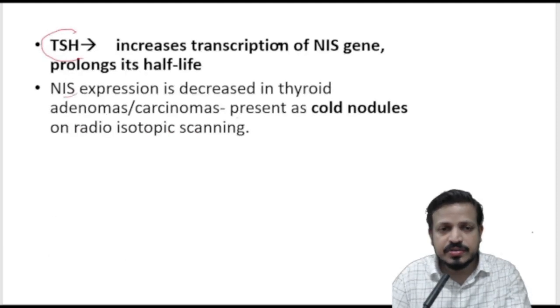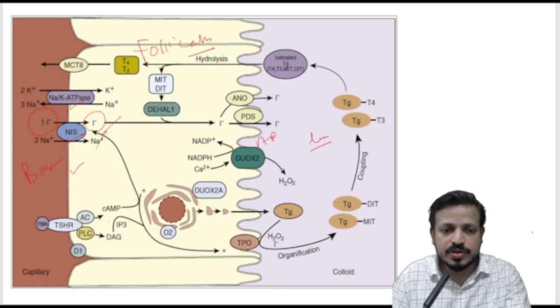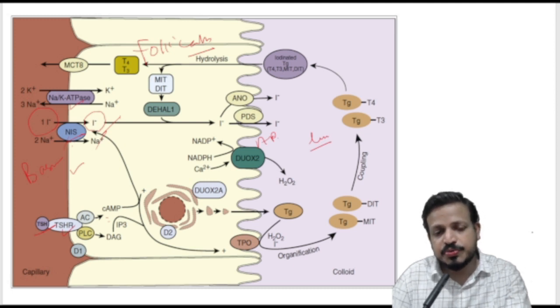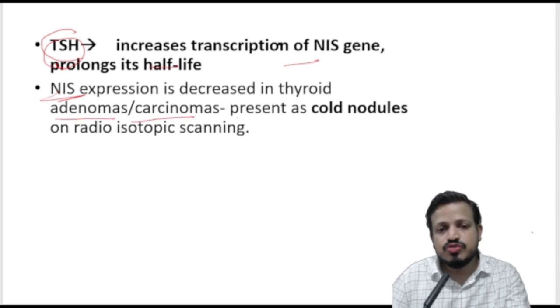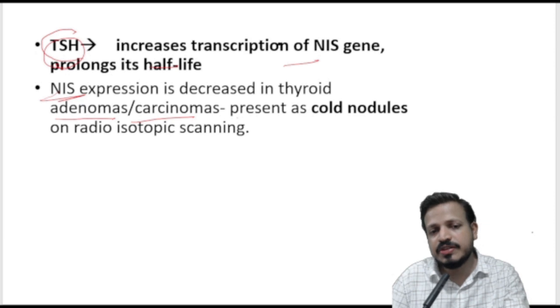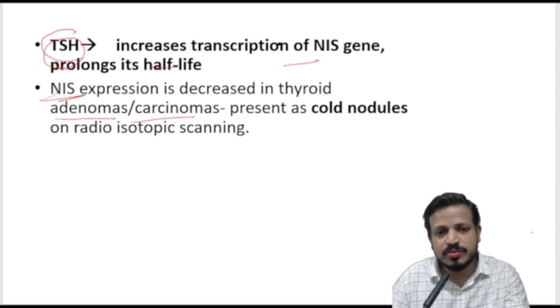Another important factor, that is TSH, increases the transcription of the NIS gene and prolongs the half life of the NIS transport protein. So in this picture, when TSH acts on the TSH receptor, by a cascade of reactions it forms cyclic AMP, and this cyclic AMP activates the NIS. In some conditions the NIS expression is decreased, like thyroid adenoma and thyroid carcinoma. As the NIS expression decreases, there is decreased uptake of the iodide into the thyroid follicle. So in the radioactive scan, there is a cold nodule because of decreased uptake.